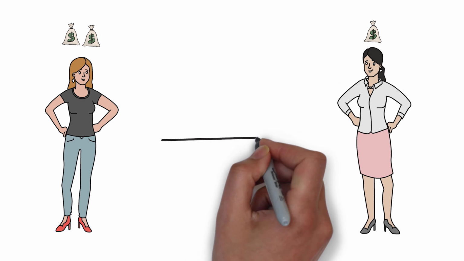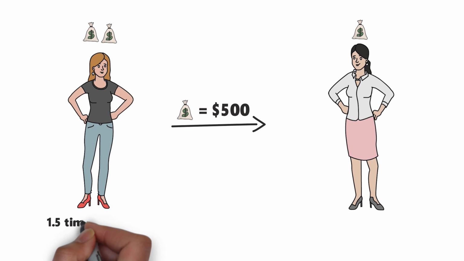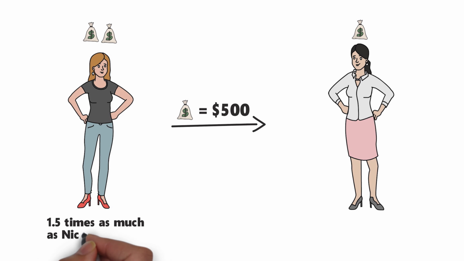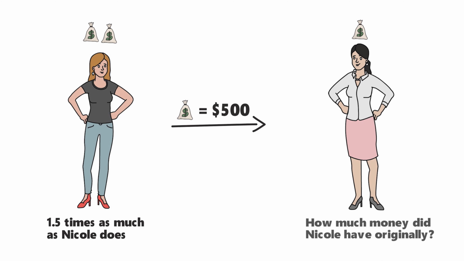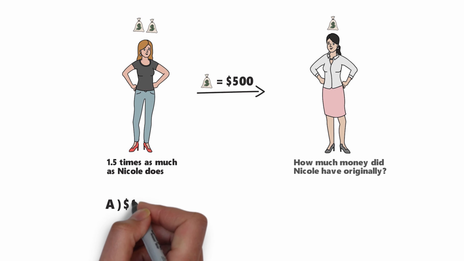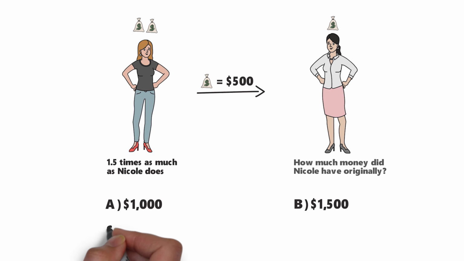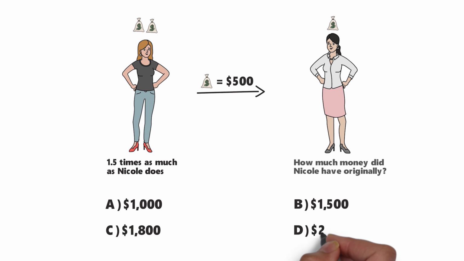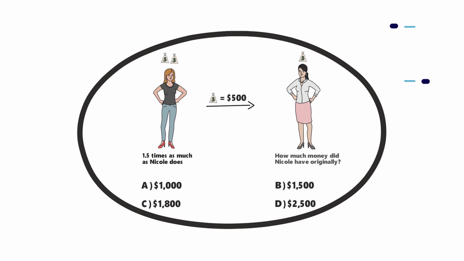After Sarah loans $500 to Nicole, she will have 2 times as much as Nicole does. How much money did Nicole have originally? And you're presented with 4 different choices. Choice A, $1,000. Choice B, $1,500. Choice C, $1,800. And choice D, $2,500. Can you calculate the answer?